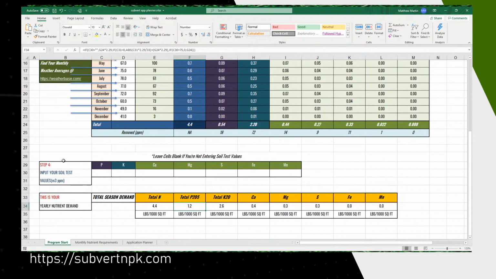Now, step number 4 here, you will input your soil test values. The recommendation here is to use Mehlich 3 soil test values. If you are not using Mehlich 3, you need to convert your soil test values into Mehlich 3. Now, this is mathematical and not entirely accurate, so your mileage may vary if you are converting from one soil test form to another. What I am talking about specifically here is if you performed a Mehlich 3 soil test, how you would integrate that into the sheet.